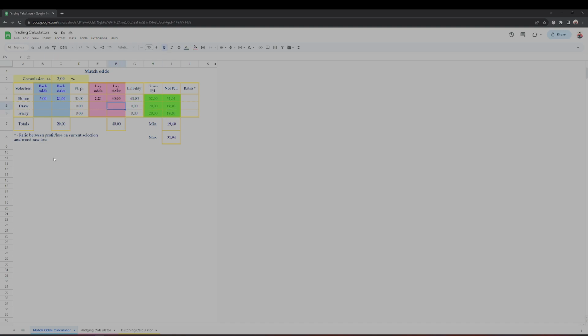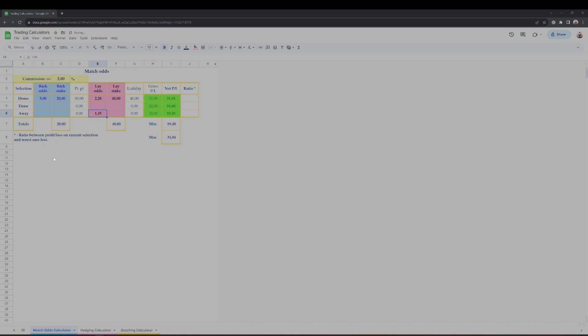So that's the first one, very simple, right? And you can add to that. You can decide here on laying the away team as well. Let's say that the odds for the away team are, I don't know, 4.45. You can also place a lay bet to see how that affects the results. So before you do that directly on the exchange, you can play around here, in such a calculator.